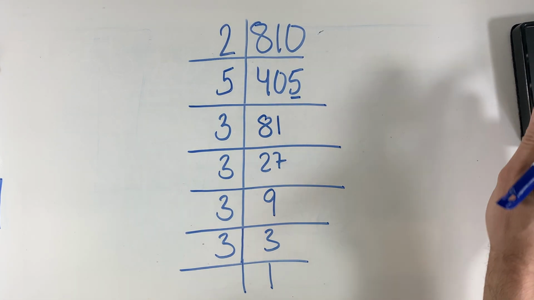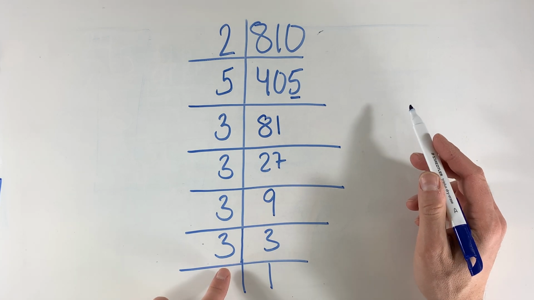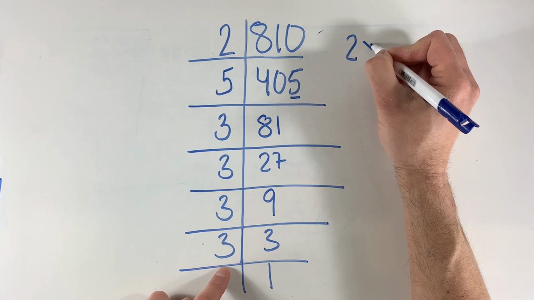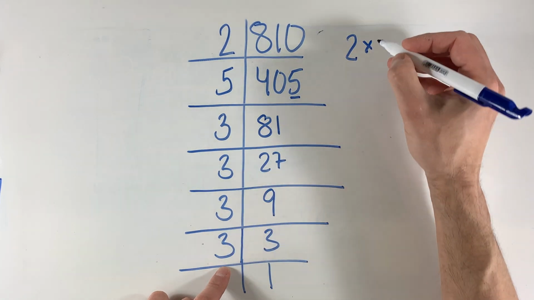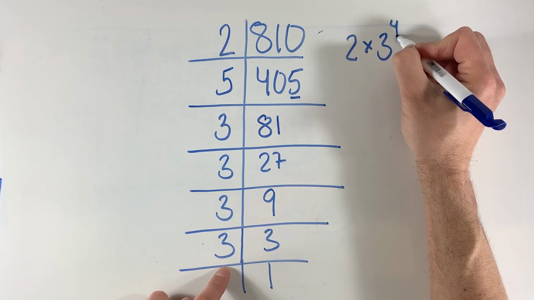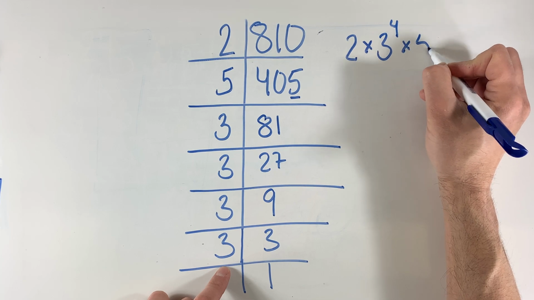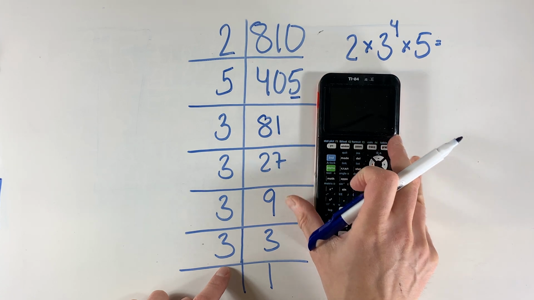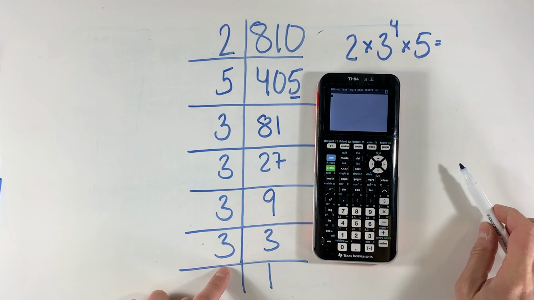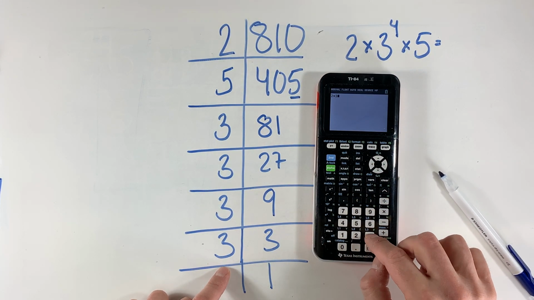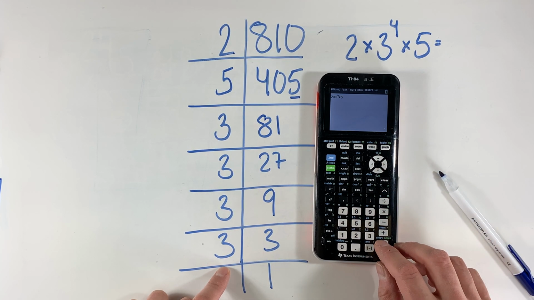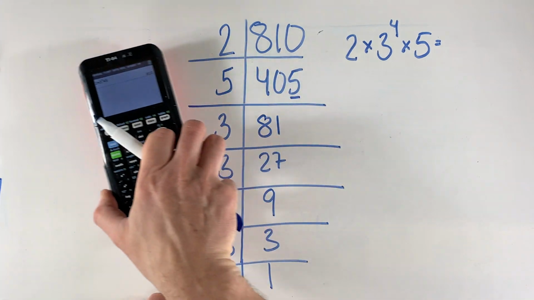Okay, so for our prime factors, we're going to start with the smallest one. We have a 2 there, and we have four 3s, so 3 to the power 4, times 5. Again, we want to check this. We're going to do it on the calculator this time. So we're going to do 2 times 3 to the power 4 times 5, which is 810.